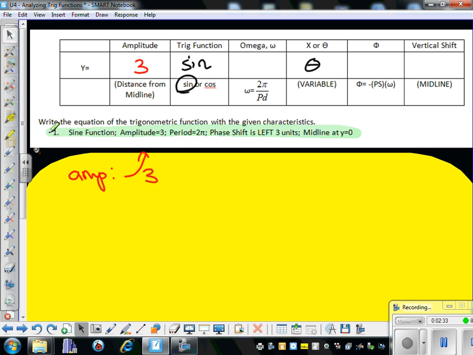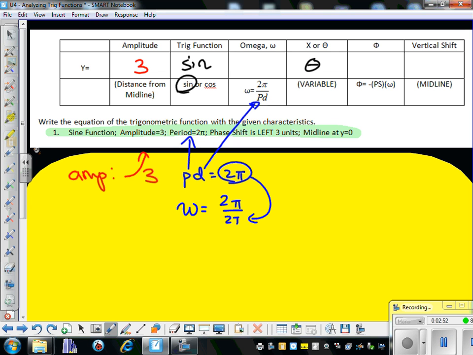Then it tells us our period is 2 pi. So PD equals 2 pi. Well, if we look up there, our period is part of our omega formula. So we need to solve for omega, which is 2 pi divided by our period, which is 2 pi. 2 pi divided by 2 pi is 1. So our omega is 1. Now, keep going through it. It says we have a phase shift of left 3 units. So that's going to be negative 3 for our phase shift.